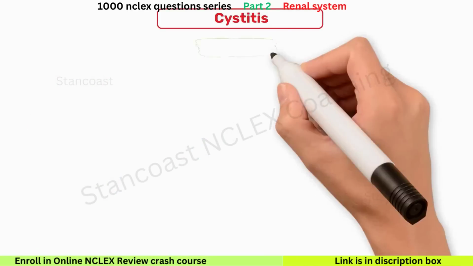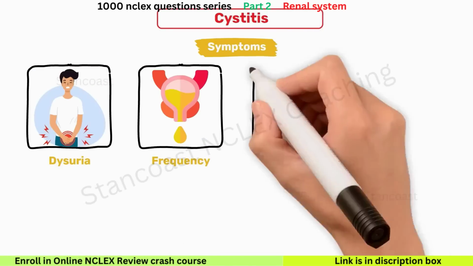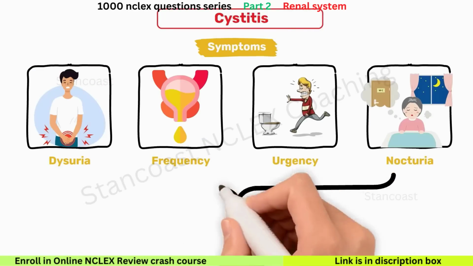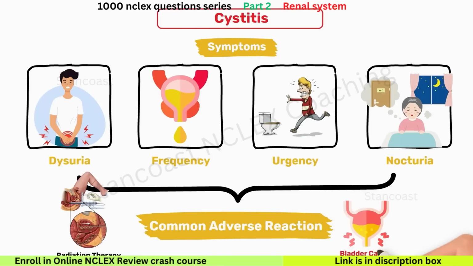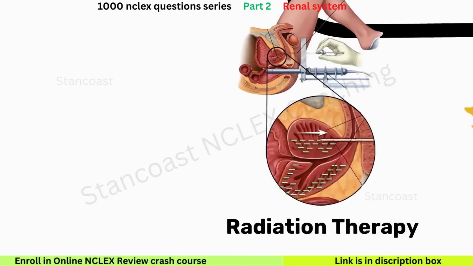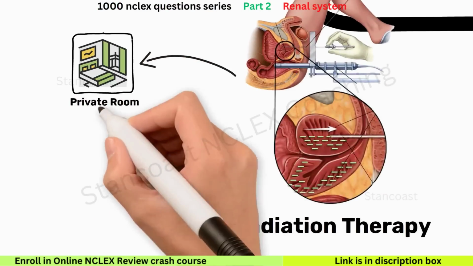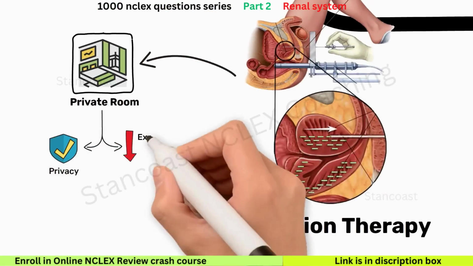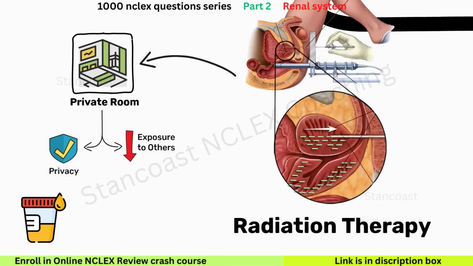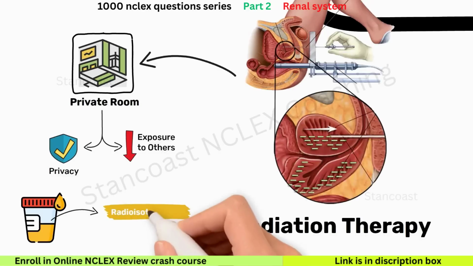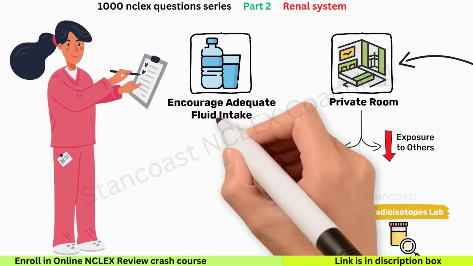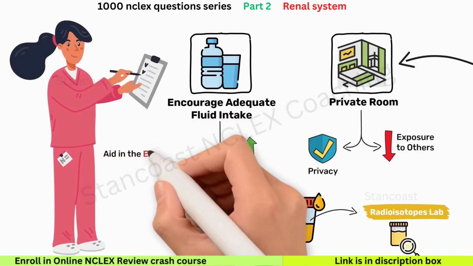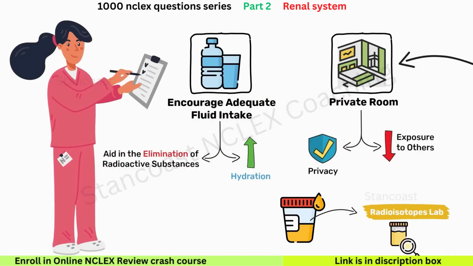Cystitis, characterized by symptoms such as dysuria, frequency, urgency, and nocturia, is a common adverse reaction in patients undergoing radiation therapy for bladder cancer. Patients with radiation implants should be provided with a private room to ensure privacy and minimize exposure to others. Urine from such patients should be directed to the radioisotopes lab for monitoring. It is advisable to encourage adequate fluid intake to promote hydration and aid in the elimination of radioactive substances.